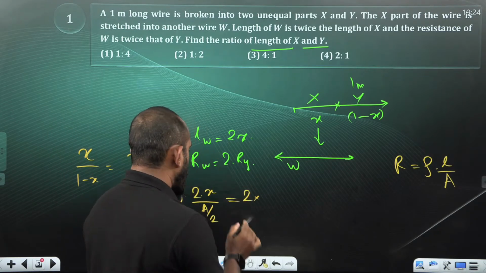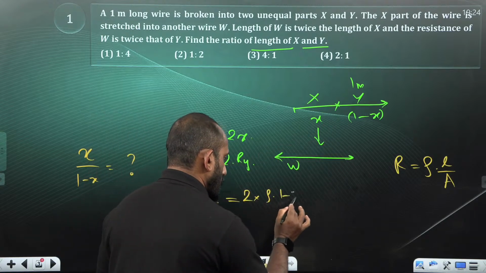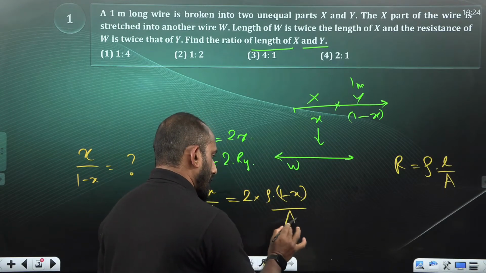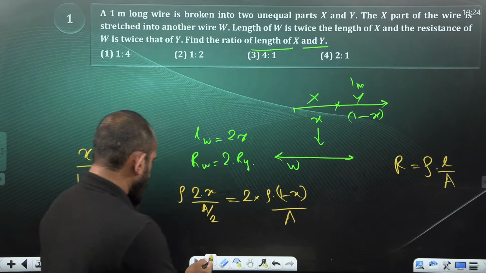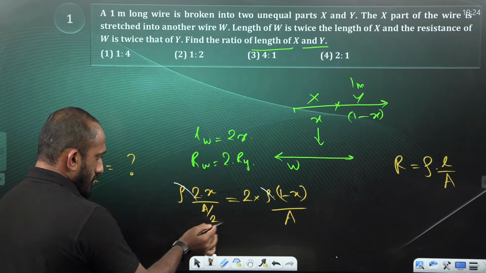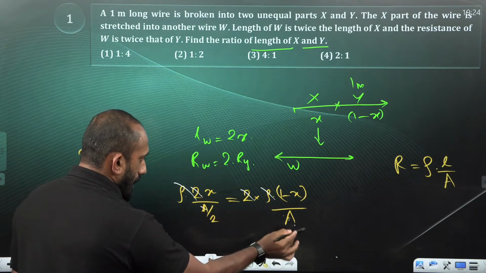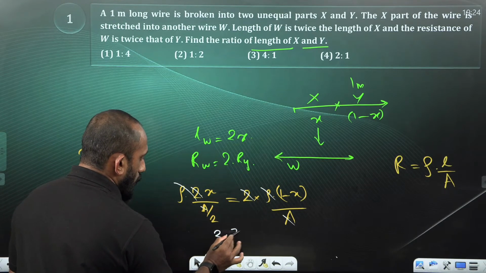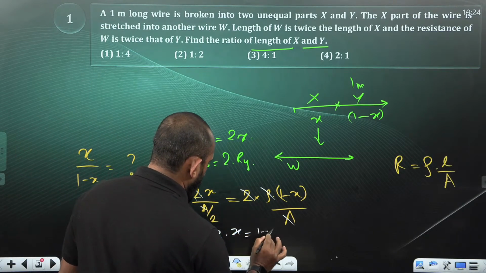2 into RY, the resistance of Y. Length of Y is how much? 1 minus X, and it has area of cross section A itself, the normal area of cross section. See, we got the answer. Rearrange it: rho cancels, the 2 and 2 cancel, this 2 goes up, A cancels. So it will be 2 into X is equal to 1 minus X.